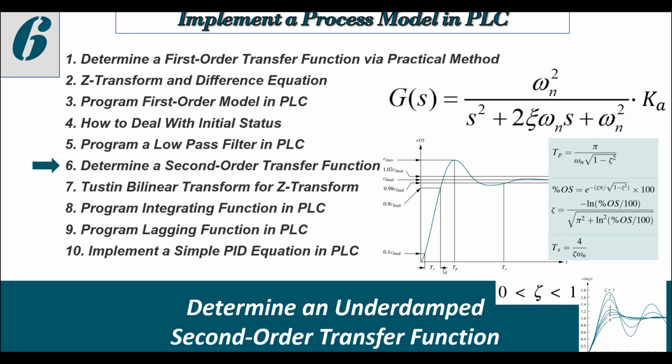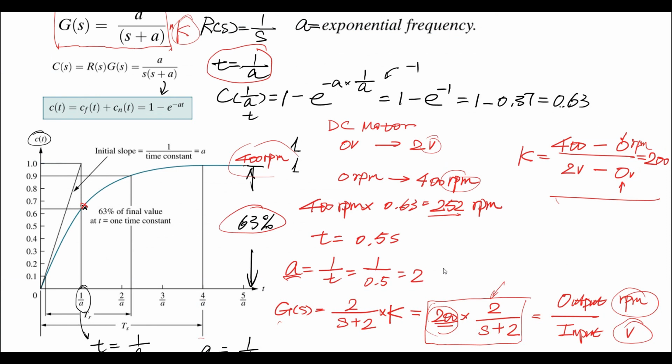In the previous videos, I discussed how to identify a first order transfer function. We can use the bump test and record the step response curve, record the time constant, and use it to calculate the exponential frequency value, and then we can get the first order transfer function. Basically, the first order transfer function is simple to get.